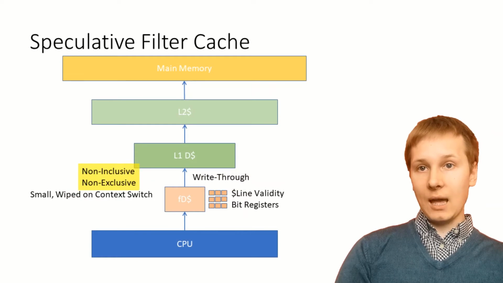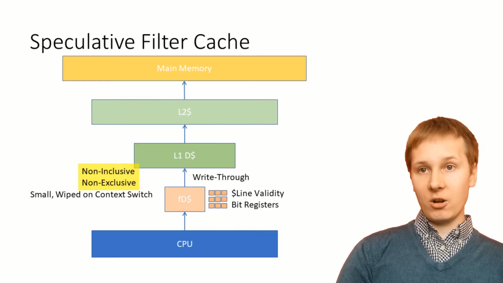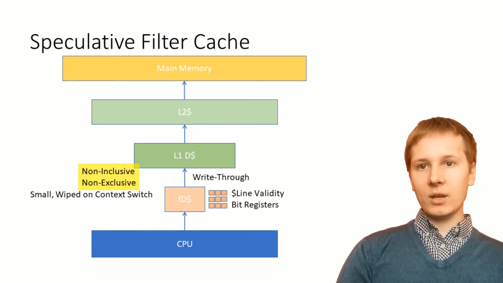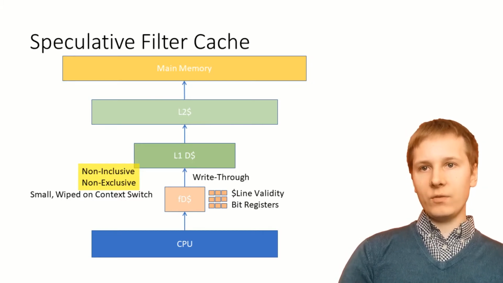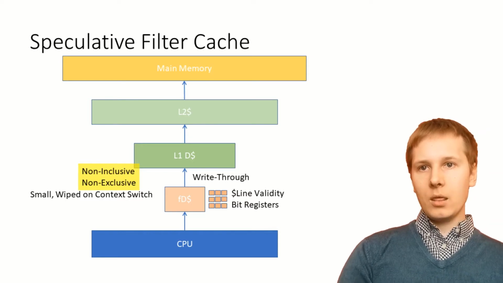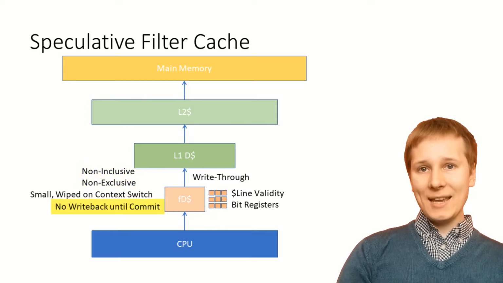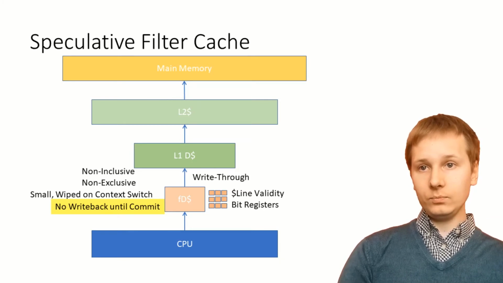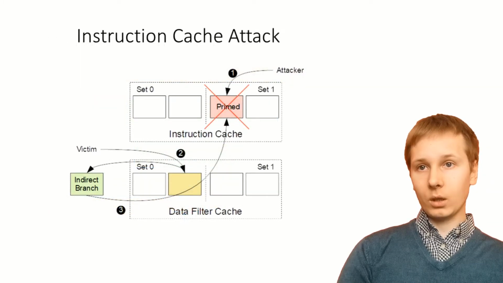So, the filter cache must be neither inclusive nor exclusive with respect to the rest of the cache hierarchy. It can contain data that the other caches don't have and doesn't need to evict data from those caches. This means it doesn't affect their state. Similarly, data evicted from the filter cache isn't written back to the L1 unless a memory access that brought it in has been committed. In fact, MuonTrap writes through reads into the L1 upon instruction commit.